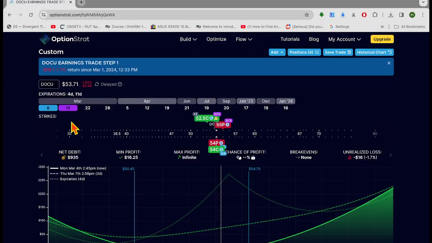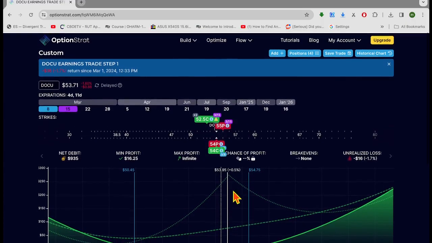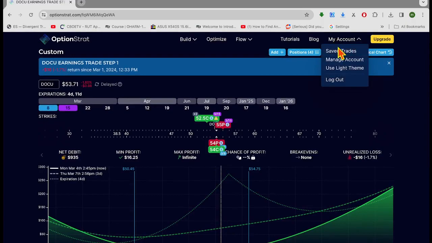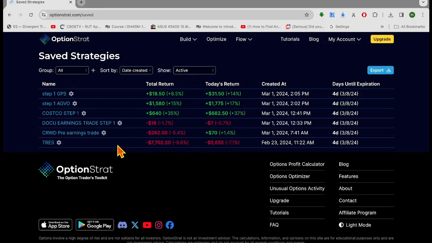I also did one on DocuSign. Let's make sure. Yeah, and so I sold a straddle in the near week to help pay for a strangle, to help finance the strangle in the back week. So in this one's case, out of all the ones I put on, this one's the only one that's down. It's down $16. I could take off all these trades right now for a big profit. Down here, the only losing one I have is this darn Tress.